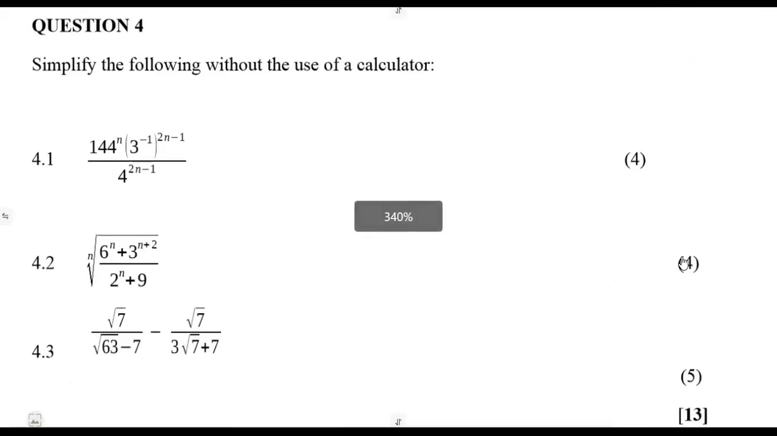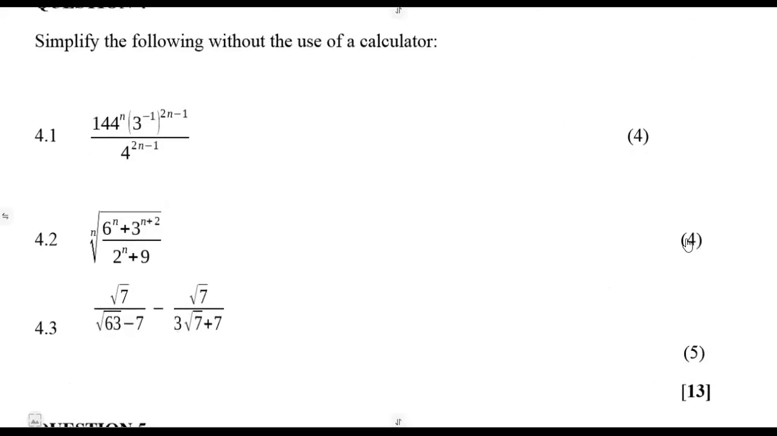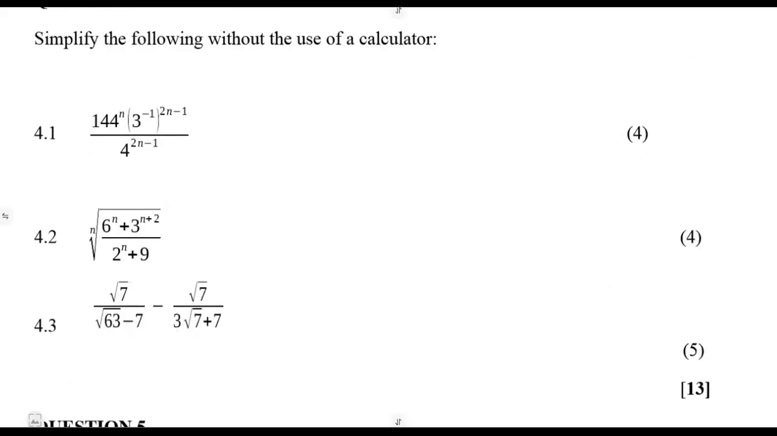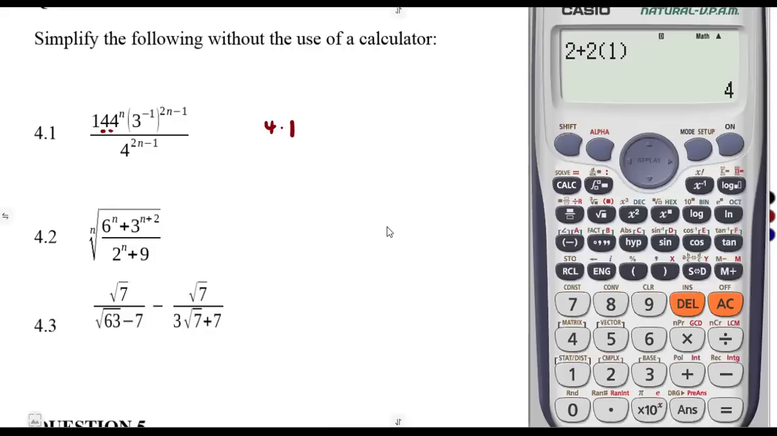On question number 4, simplify the following without using a calculator. Yes, they are saying without using a calculator, but guys, you can just use a calculator to verify the simplification, especially when writing numbers such as 144. Even if they say do not use a calculator, you are supposed to use a calculator to prove that. So 144, we can write this as a product of its prime factors. Remember, we need this in simplest form.